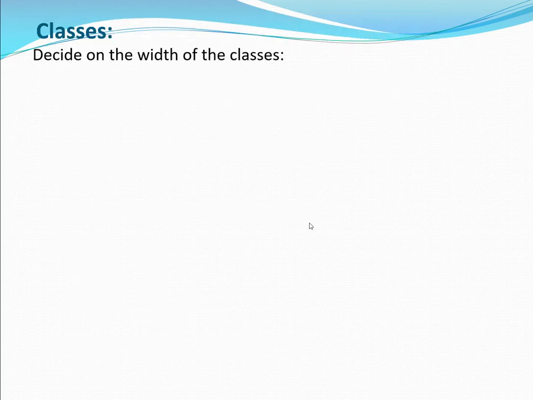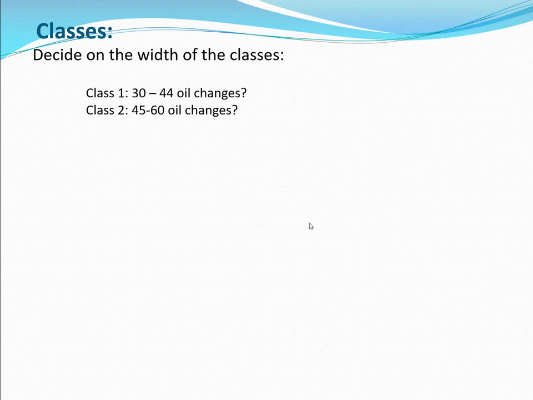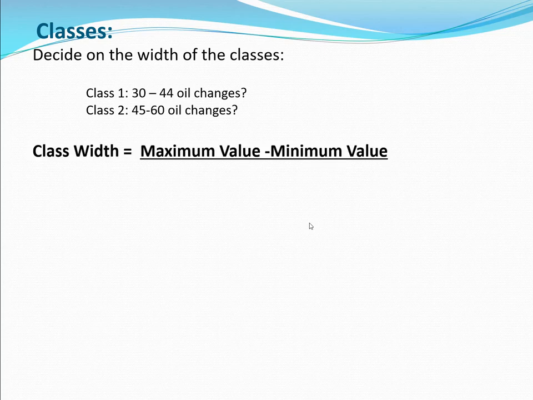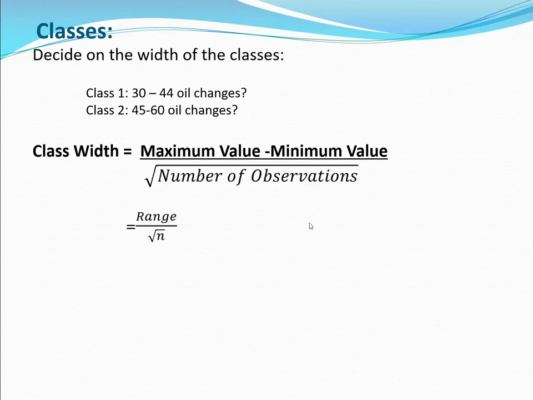But how wide should each class be? Should it be 14 oil changes wide? Should it be 5 oil changes wide? Well, again, there's a formula for that, and that's the class width is equal to the maximum value minus the minimum value, so we already know that's 98 and 51, divided by the square root of little n.